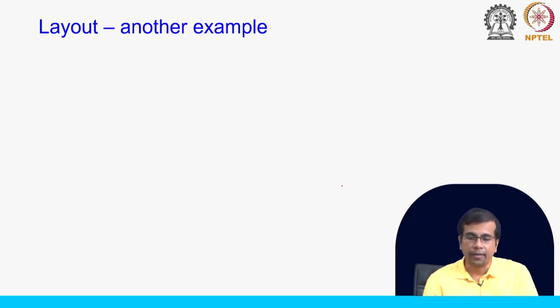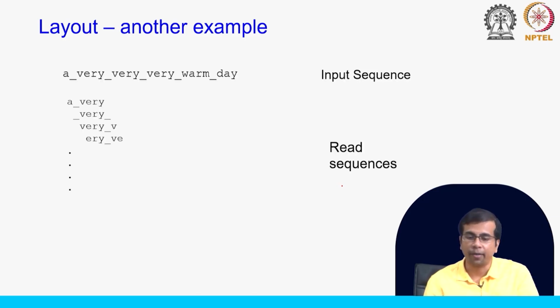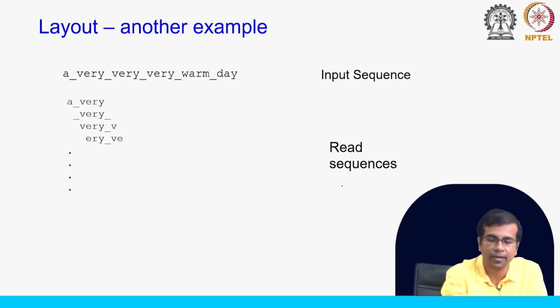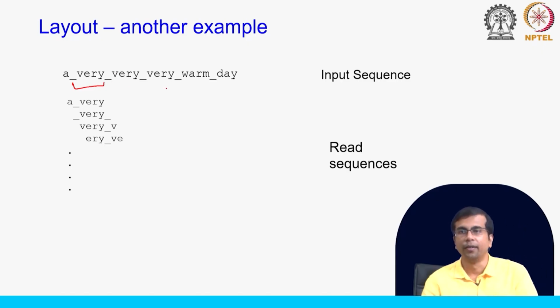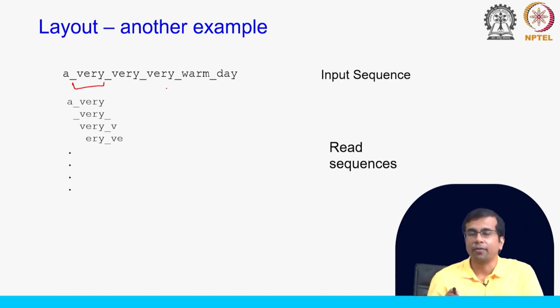We will now take another example of layout with a slightly more complex scenario. We have taken this example before: "a very warm day". Why are we taking this example? Because as you can see, we have repeats. This region is repeated 3 times. This will give us an idea of how this method will perform when you have repeats in the genome data, when the reference sequence contains a lot of repeats.